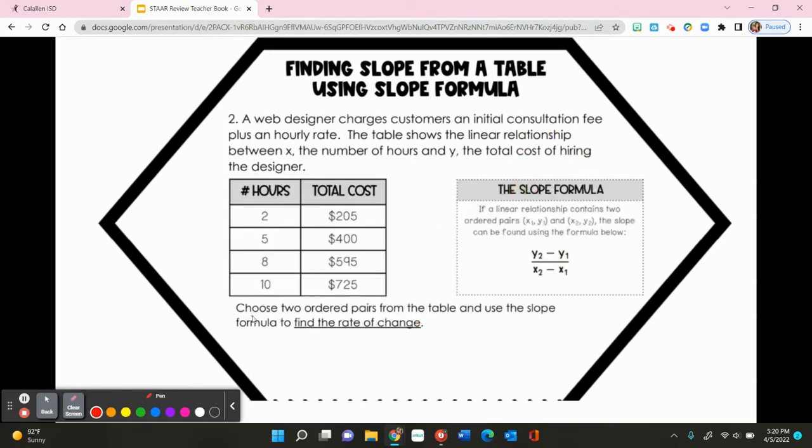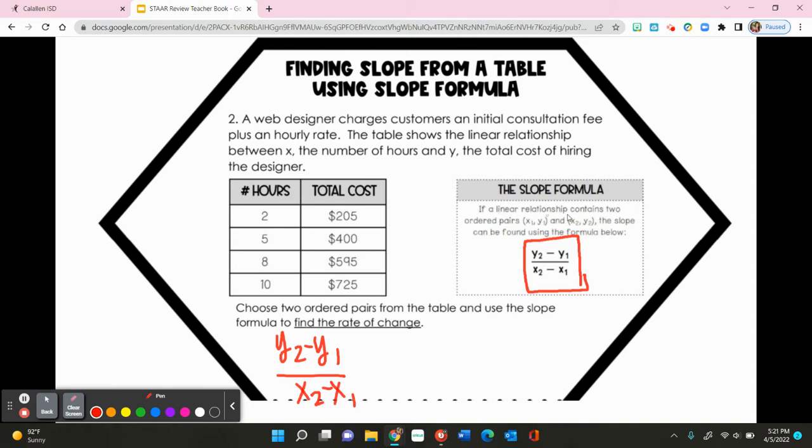Now we're going to talk about finding slope from a table using the slope formula. So for number 2, it says a web designer charges customers an initial consultation fee plus an hourly rate. The table shows the linear relationship between X, the number of hours, and Y, the total cost of hiring the designer. We are going to choose 2 ordered pairs from the table and use the slope formula to find the rate of change. So here the slope formula is y2 minus y1 over x2 minus x1.